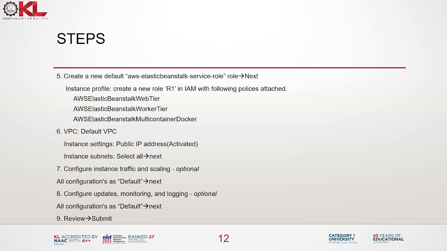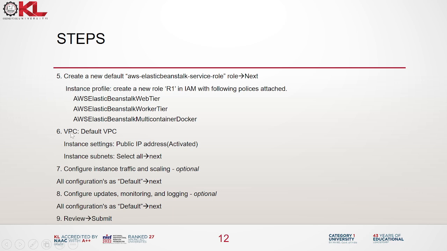Click on next. Then here you need to create a new service role called AWS Elastic Beanstalk service role, and also the instance profile to be attached. Instance profile means that it will create a link between the EC2 instance and other services, so we are creating the role, that is Elastic Beanstalk web tier, worker tier, and Elastic Beanstalk multi-container Docker.